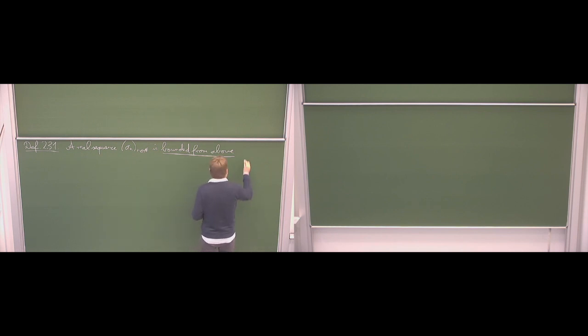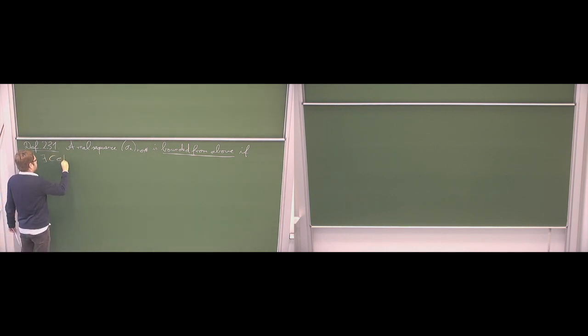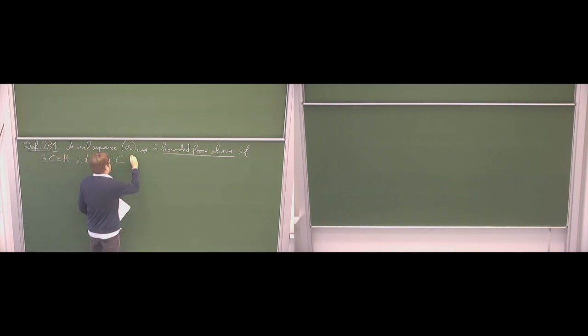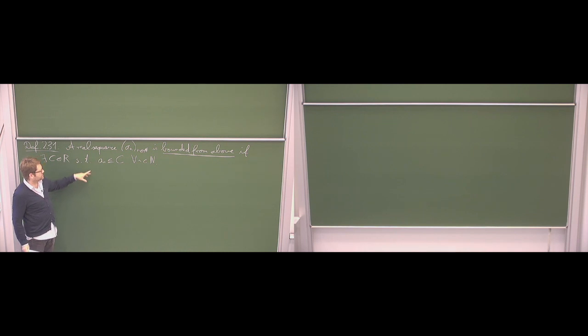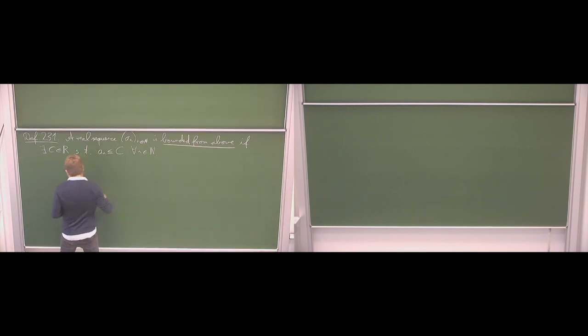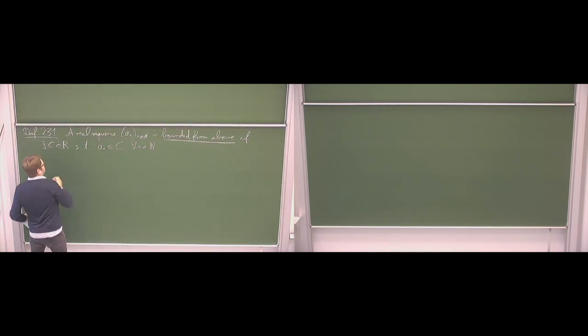For this purpose, a sequence is bounded from above if there exists some constant in the real numbers that we call C, such that a_n is smaller than or equal to C for all n in N. So we might have negative numbers of very high absolute value, but this doesn't matter. We just have some value from above which it doesn't exceed. So this holds, and this is bounded from above, and now you can guess what comes next.